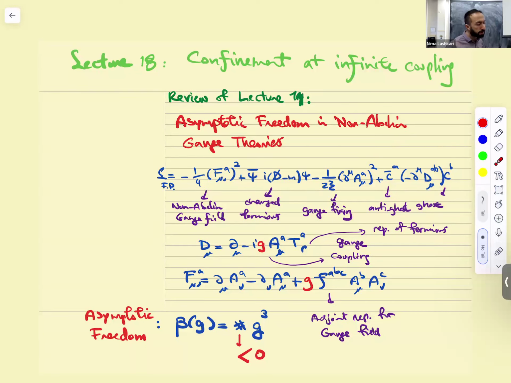Is there a way in which you can arrive at the ghost field, the ghost Lagrangian, without path integration? Canonical quantization. Oh, wow.